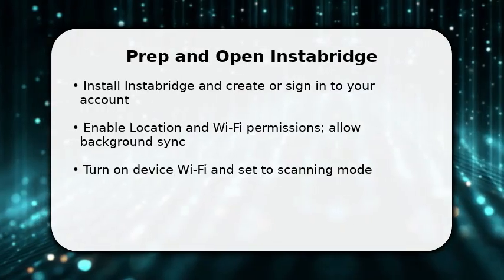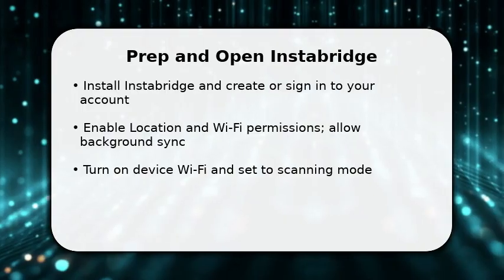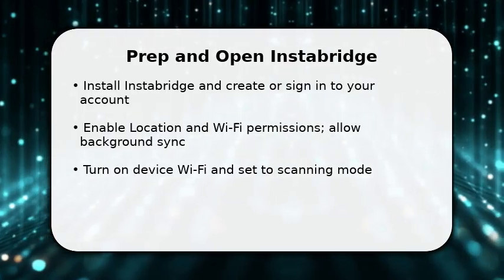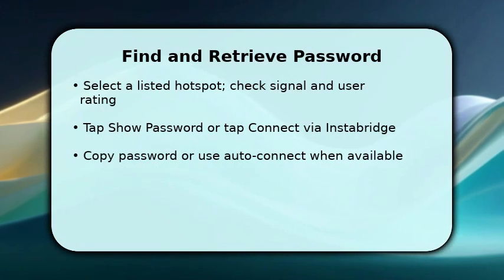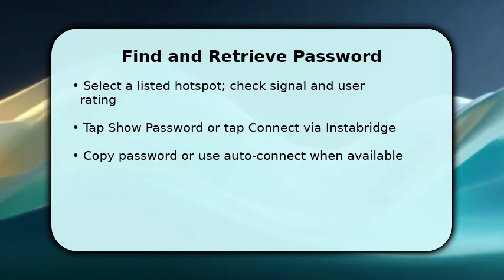Then tap the Networks tab to list nearby hotspots. From here, you'll pick a network to view details and attempt a connection. Once you've found a strong signal with good user ratings, tap that hotspot to open details.